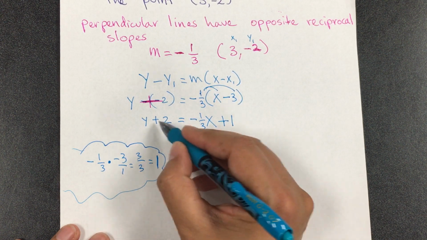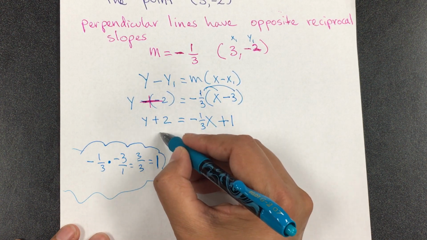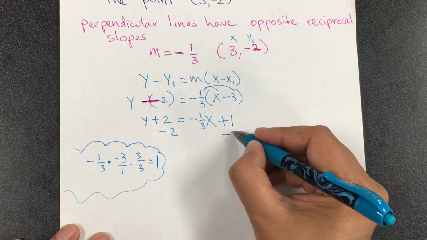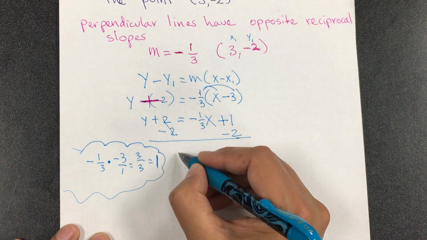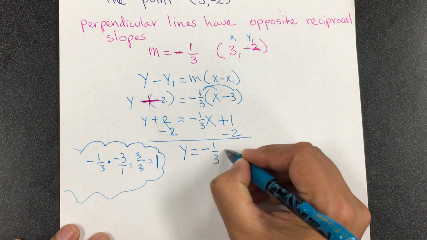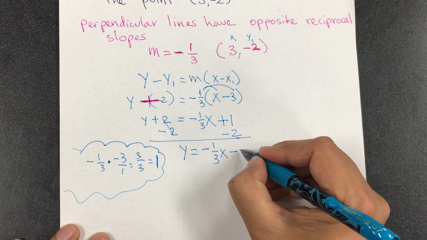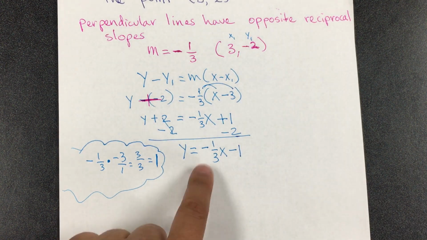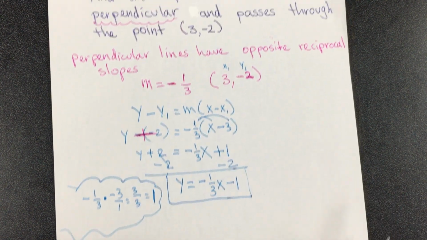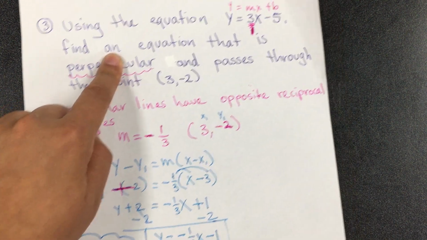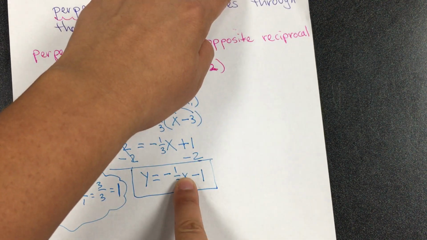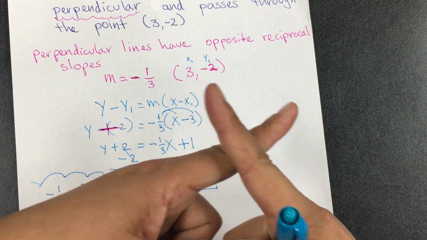The last step here, we don't want to leave y with something else. We need to get rid of that 2. And if we're adding 2, the opposite is to subtract 2. So y equals -1/3 x minus 1. So that's my equation for the line that is perpendicular to that other equation. That equation and these equations form perpendicular lines.